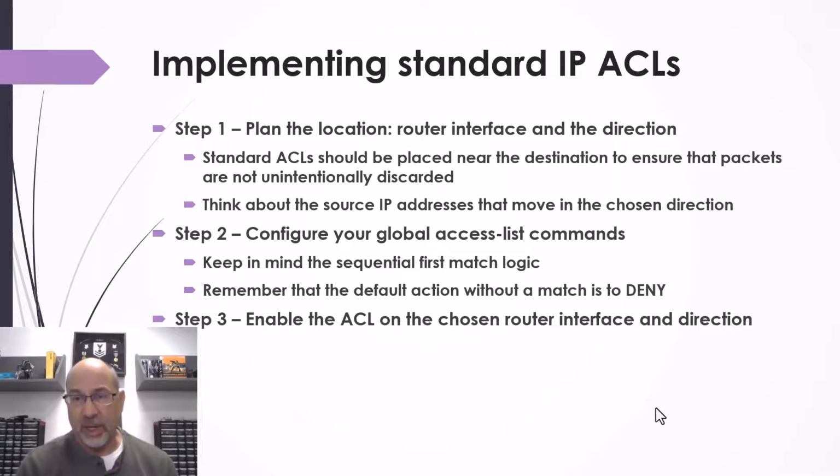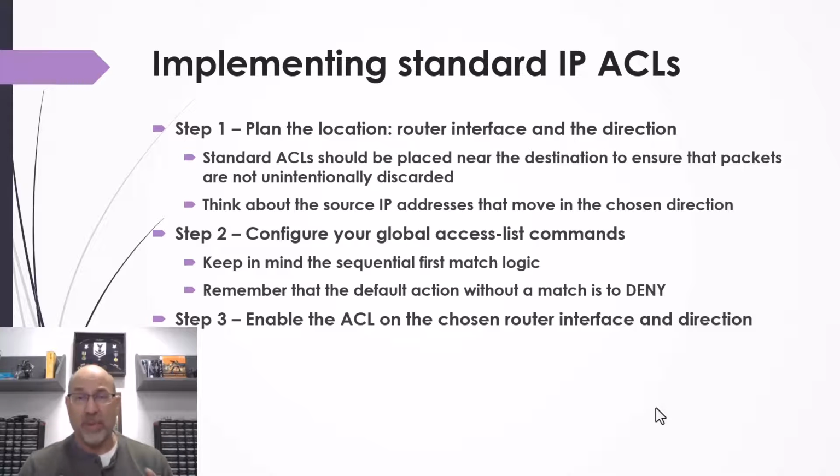So, implementing standard ACLs. What's the plan? How do you go about starting this process off? Step one, plan the location. Where are you going to put these ACLs? In particular, what's the router interface you want to use and what's the direction? Standard ACLs should be placed near the destination to ensure that packets are not unintentionally discarded. This is particularly true when you're dealing with deny statements, but we have to remember that there's that implicit deny all at the end of every statement. So anything that's not permitted is denied.